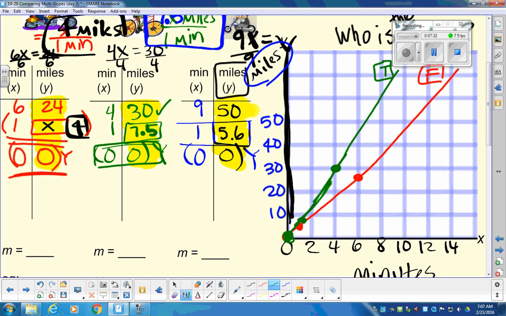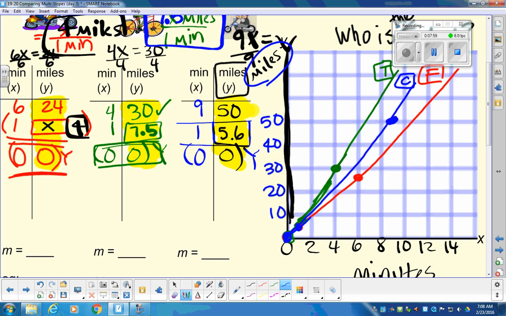And finally, we have Cruise. Cruise has 3 data points as well. I'm going to plot those in blue. We have 0, 0, the origin. They're all starting in the same spot. We have 1, 5.6, kind of hard to graph. And then we have 9, 50, 9, up 50. So it looks like it's kind of in the middle there. So there we have Cruise. All right, so there's Cruise.